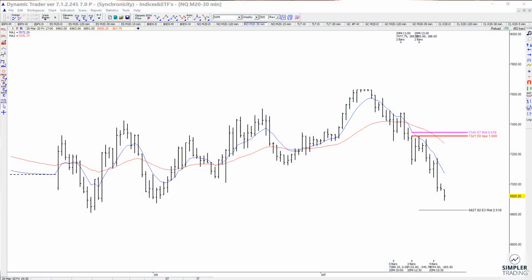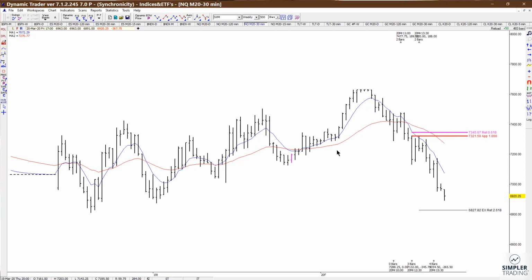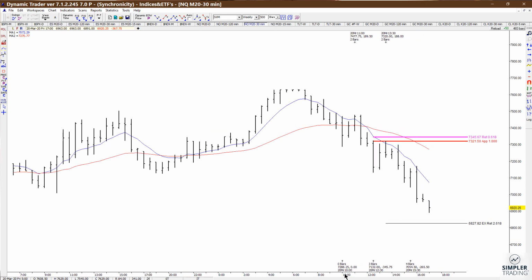In today's video, I want to show you an example of some of the kinds of trades that we're doing, even though this market is relatively insane. So this example is going to be in the NASDAQ futures. This is a 30-minute chart.